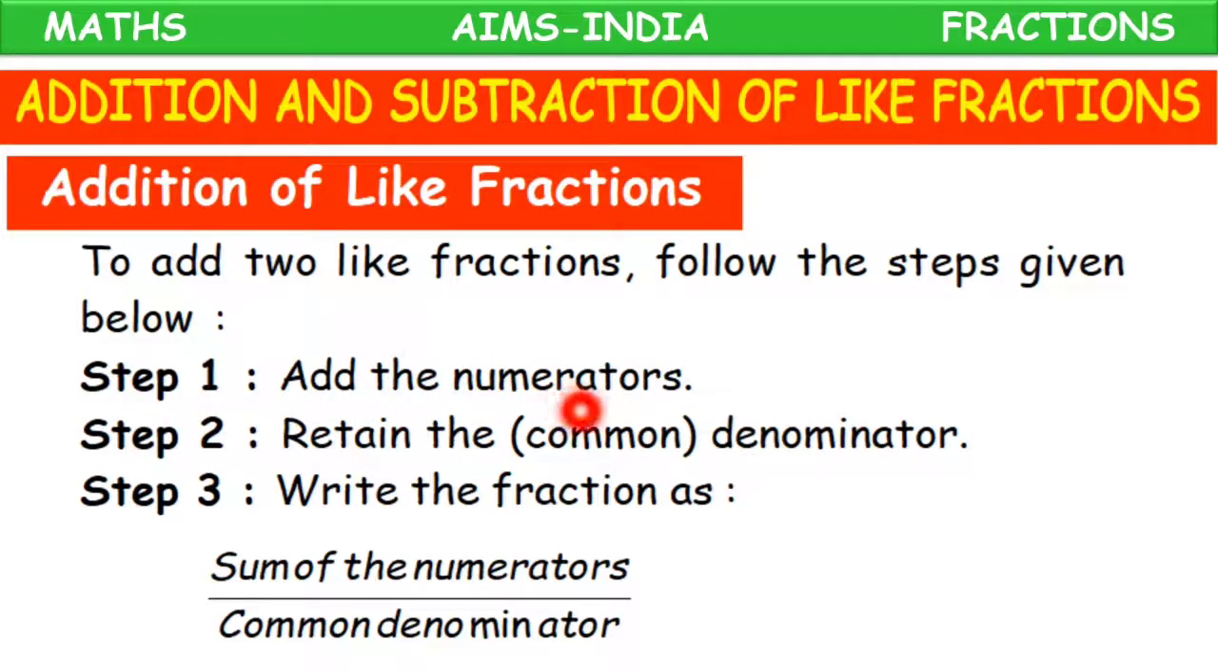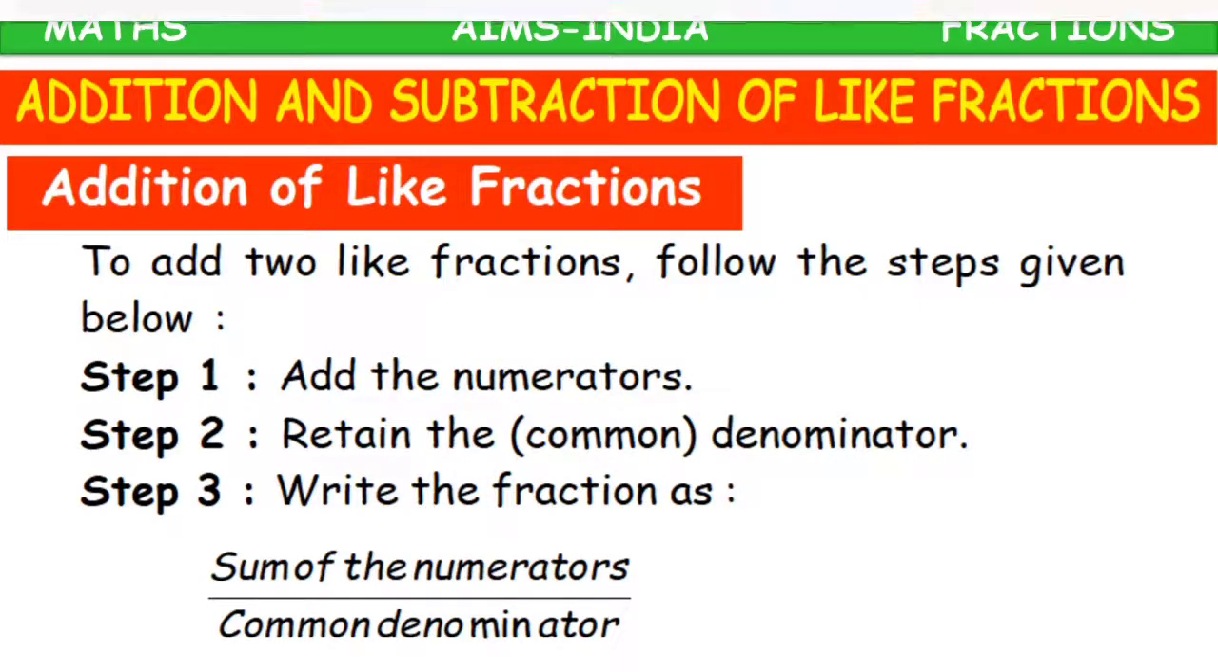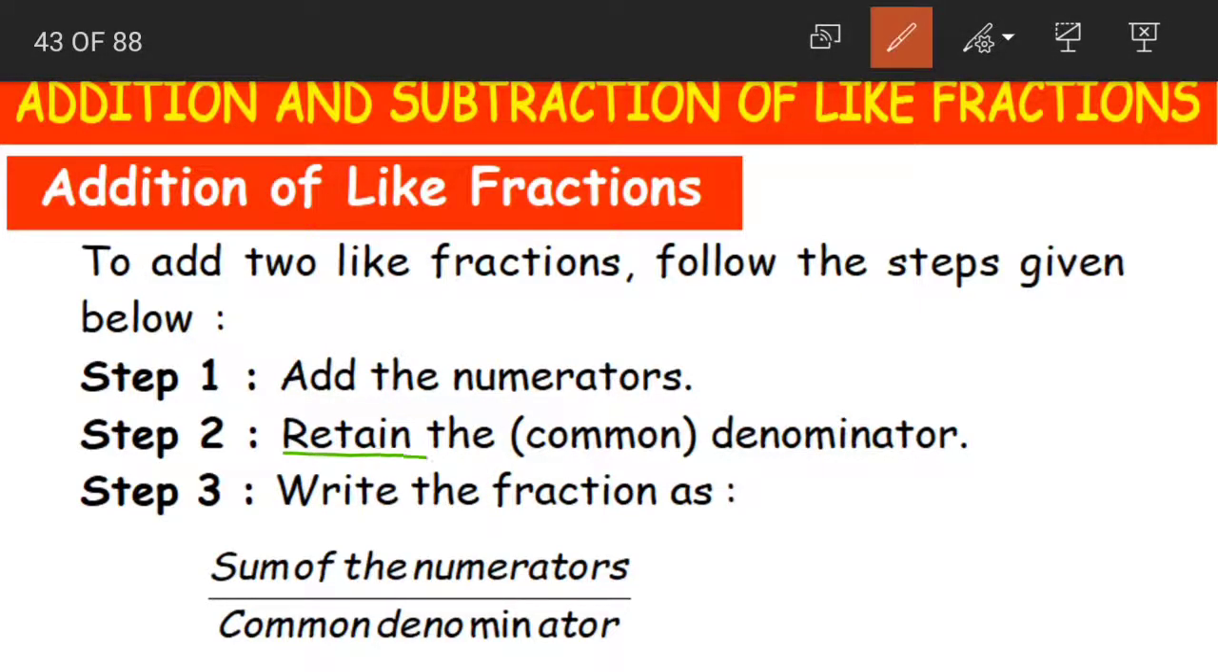Step 1, add the numerators. Step 2, retain the common denominator. Step 3, write the fraction as the sum of the numerators divided by our common denominator. What does retain mean here? Retain means keep it with us, okay? Keep it as it is. Do not change it or do not give it away.